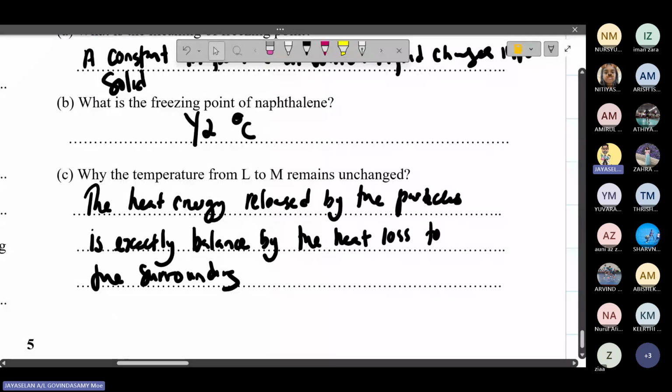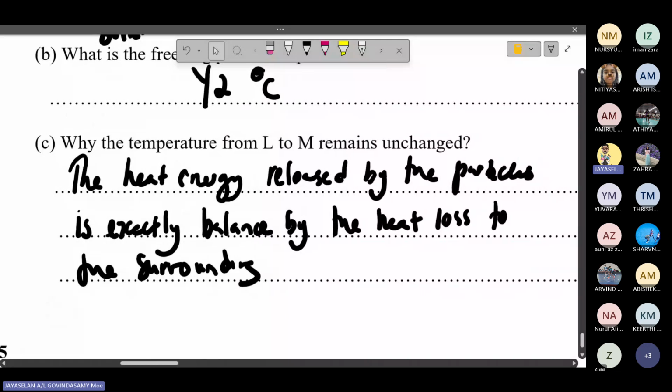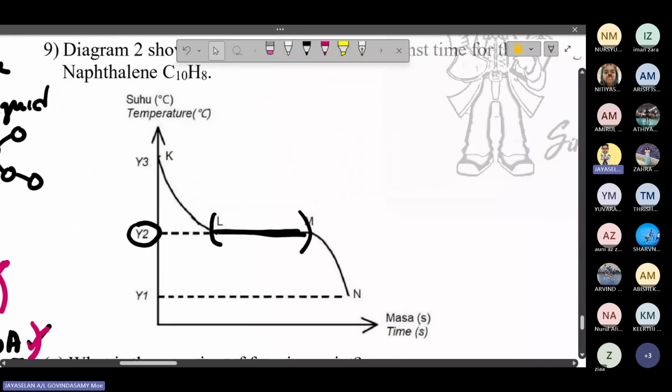I want this answer. The heat energy released by the particles is exactly balanced by the heat loss to the surrounding. That means the particles release heat energy, and the heat energy is balanced so that they can build a force of attraction between the particles, and the particles are attracted to one another. Okay, this also must be remembered.